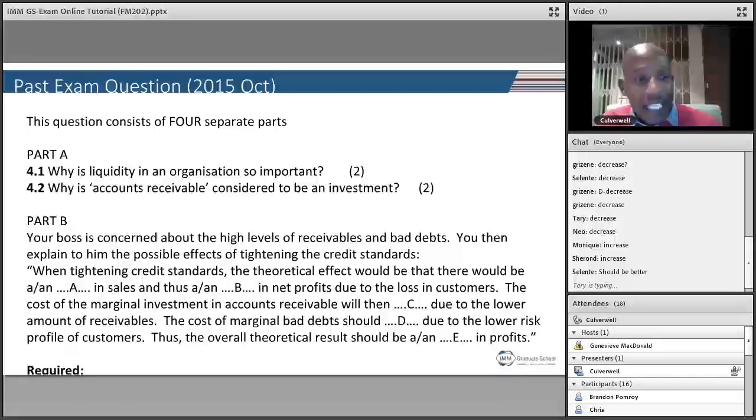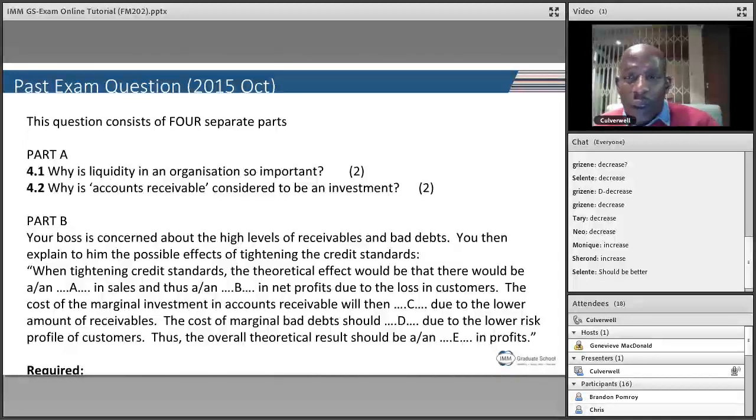So that's basically how one would have responded to this question. From A to D, we were going to have decreases, but the overall effect, the theoretical effect on profits was going to be an increase in actual fact. So that's basically how one would have responded to that.